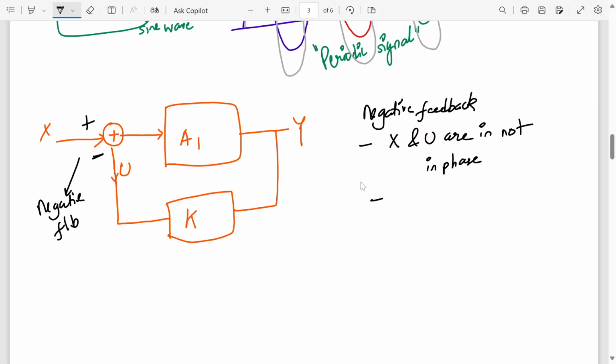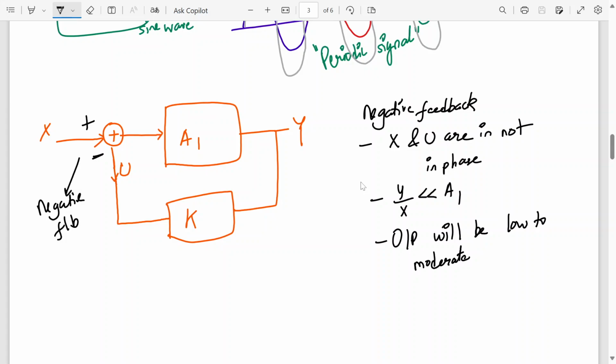Then what else can we write? Y upon X, we have seen, is much less compared to A1. So my closed loop gain is much less compared to the open loop gain. So here the output will be low to moderate. It won't be very high at all. So the output will be limited over here.